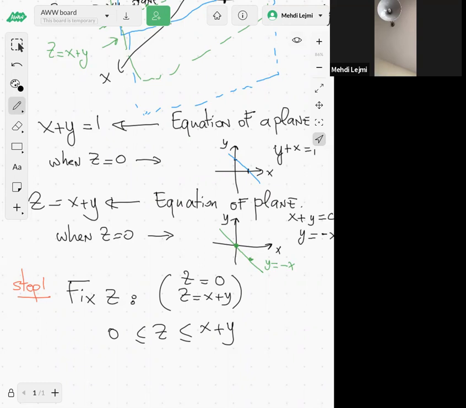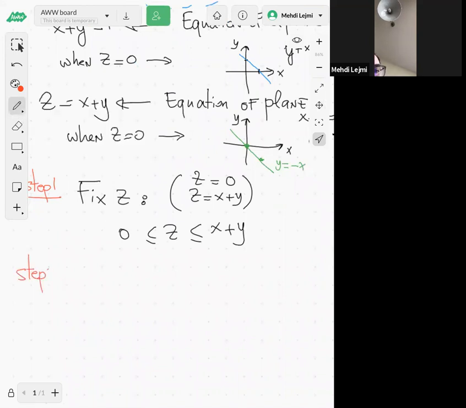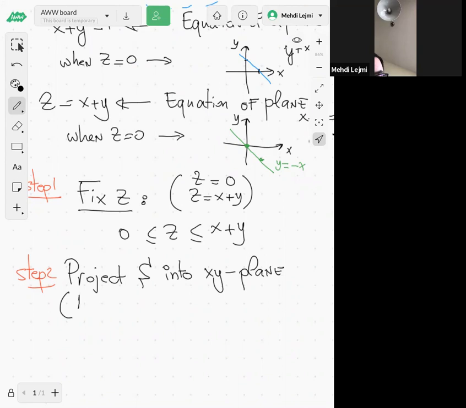Now, once you fix one of the coordinates, then you have to take the projection. So step 2, you have to project your solid S into the xy plane, because I fixed z in the first step. Z is fixed.